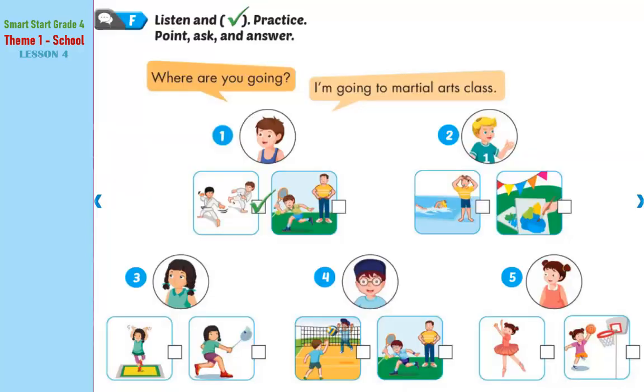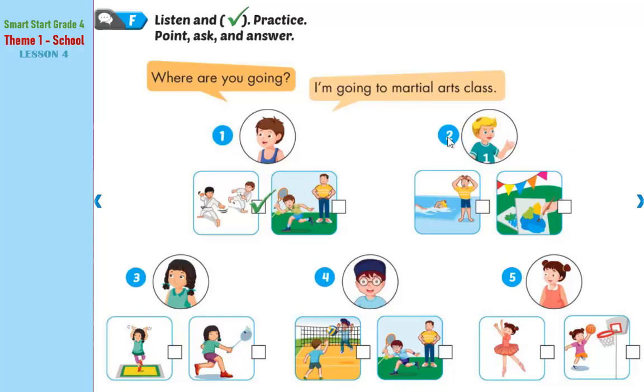D. Listen and tick the box. Practice. Point, ask, and answer. Look at the pictures. Listen. There is one example. 1. Where are you going? I'm going to martial arts class. Can you see the tick? This is an example. Now listen and put a tick in the box.